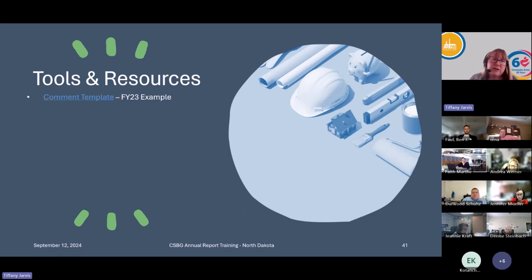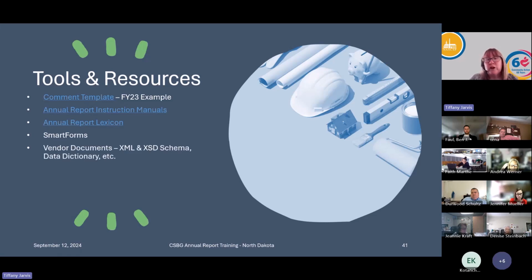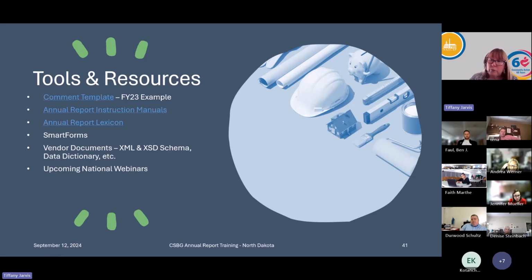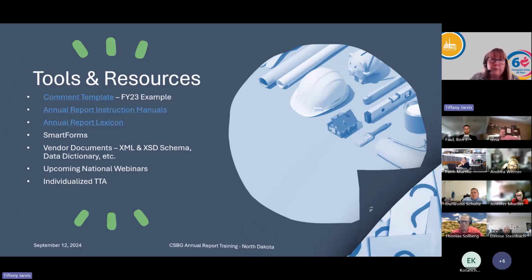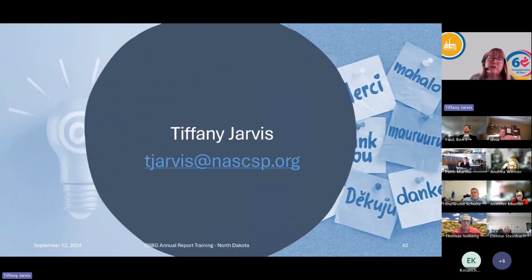Tools and resources, we've already talked about the comments template, the annual report instructions, the annual report lexicon, smart forms, vendor documents, not applicable to you guys because you use the smart forms, but if you ever change, then this would apply. There are upcoming national webinars that will be released very soon, or the announcement about that, and individualized TNTA. That can be provided in multiple different ways. So it's important just to reach out. And then final questions, and there's my contact information.